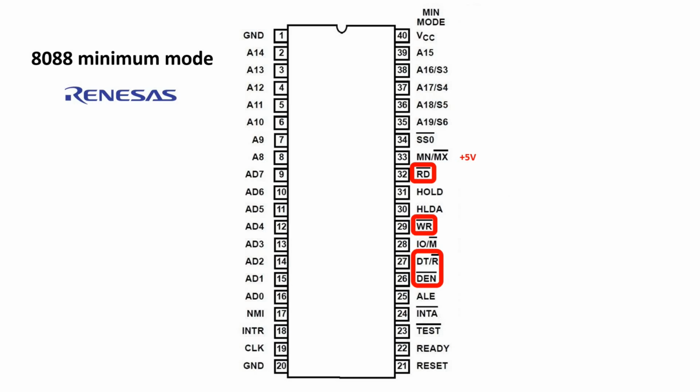And we've got a couple of pins which can be used to control a tri-state buffer on the data bus. DT/R, data transmit/receive, and not DEN, data enable. For a truly minimum system, you probably don't need to use DT/R or DEN. However, you will for sure need to use not read and not write. And you can see that pin 33 needs to be held to +5 volts or logic high to select the minimum mode configuration of the CPU.